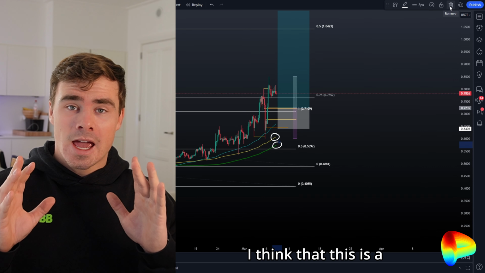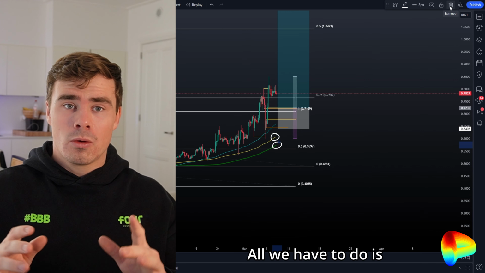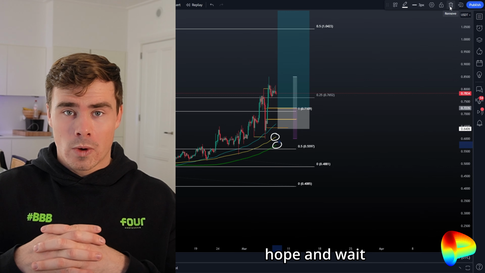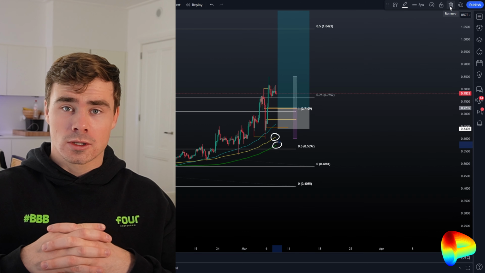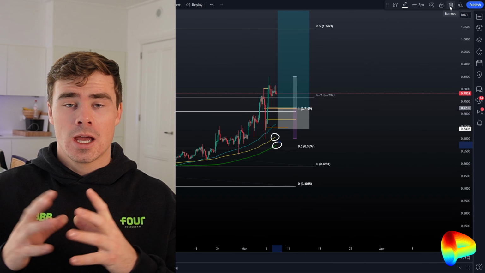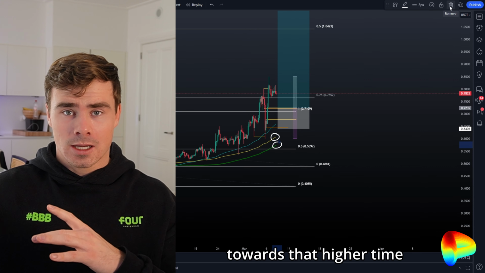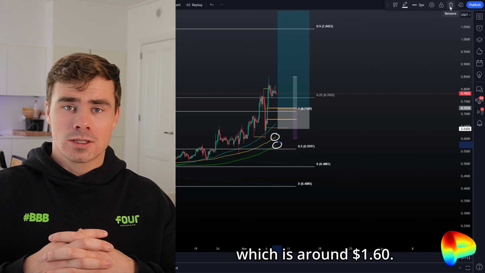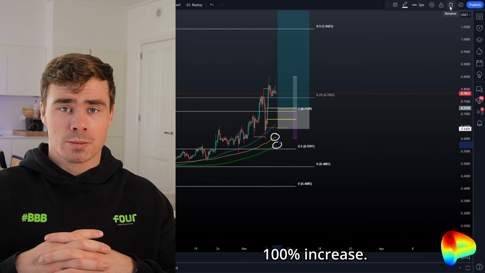I think that this is a very clean chart that is ready to potentially break out. All we have to do is hope and wait for a pullback towards a discount of this last impulse towards the upside towards that range high on the lower time frame. If we retest it, it should provide beautiful long opportunities towards that higher time frame range high, which is around $1.60. You can also play this with spot because that would already be a 100% increase.